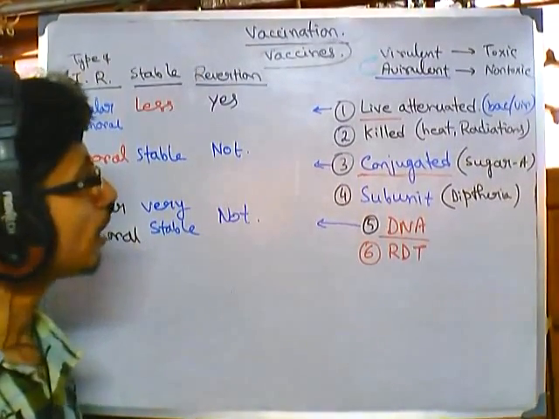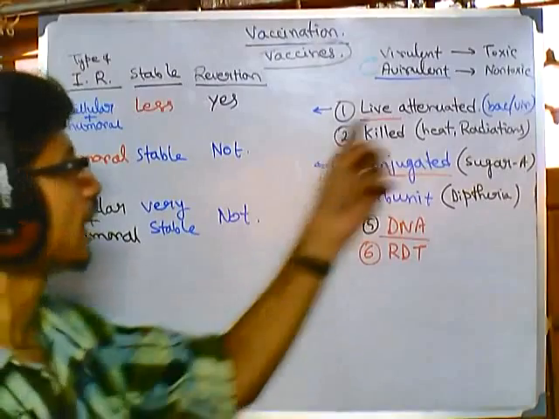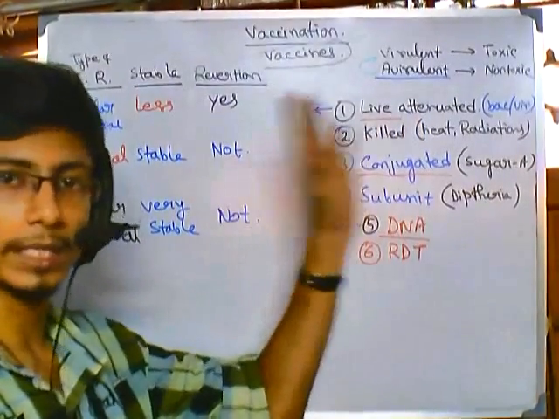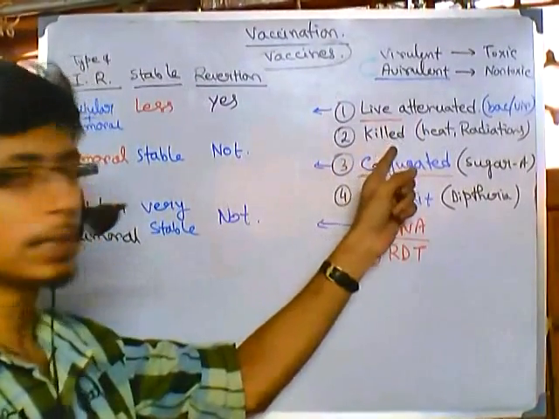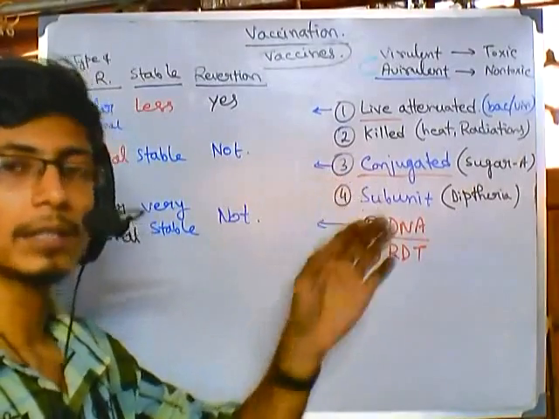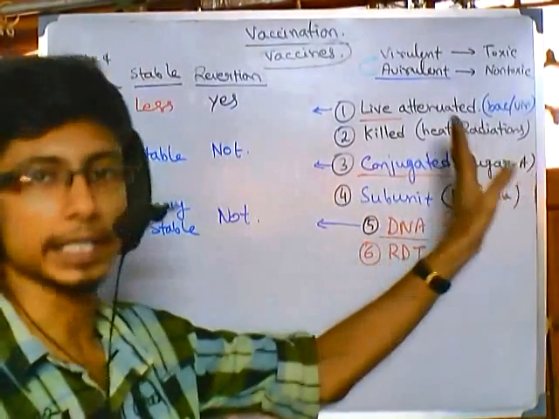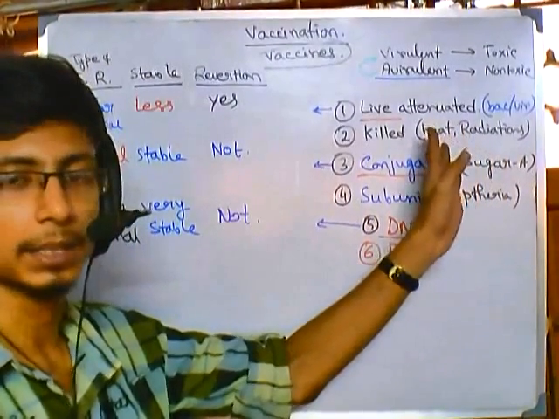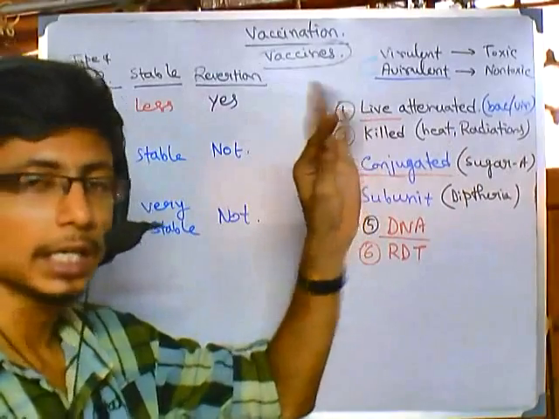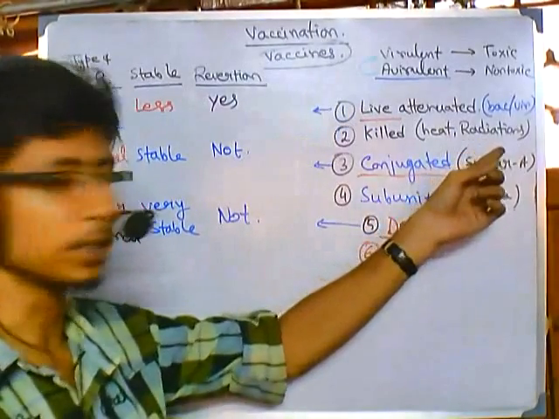Now how they are made. I have already discussed this. Live attenuated means it's a whole bacteria. Killed means it will be the bacteria, but it will be killed using heat or radiation like gamma radiation, because we need to penetrate the cells, right? X-ray cannot penetrate, so gamma will penetrate.